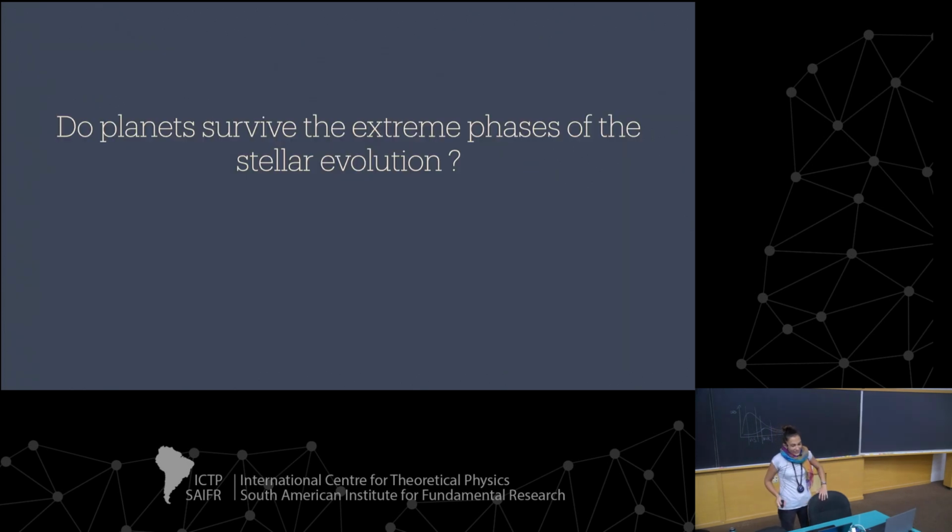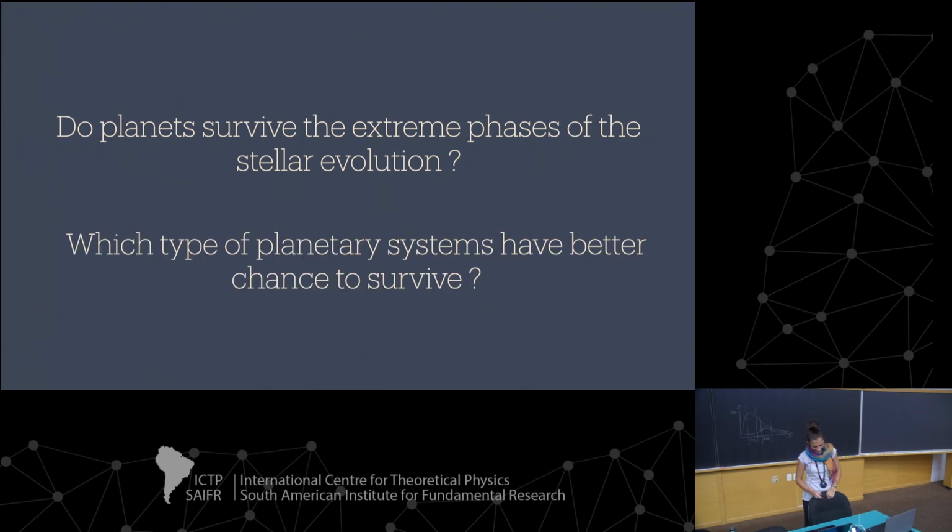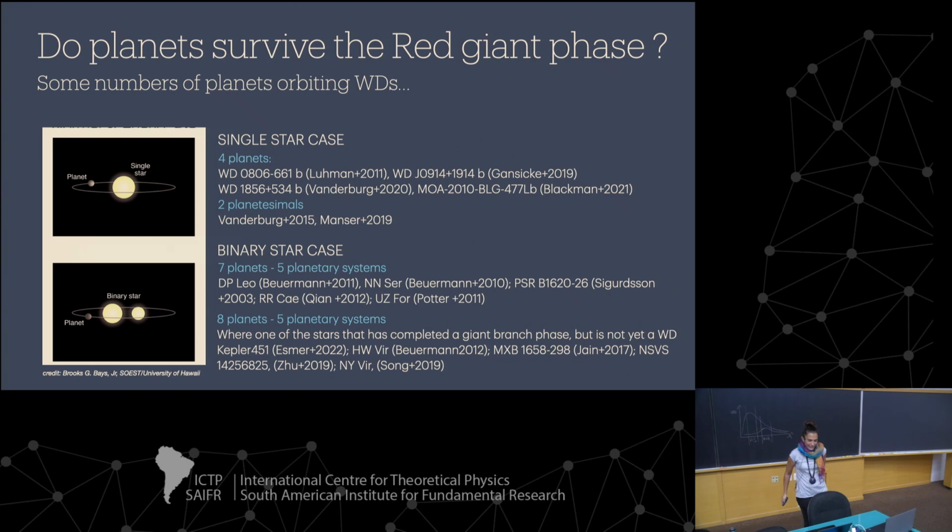So, do planets survive the distinct phases of stellar evolution? That's another question for you. Which type of planetary system has better chances to survive? Around binary stars, indeed. So this is the theory, but can we see that in observation?